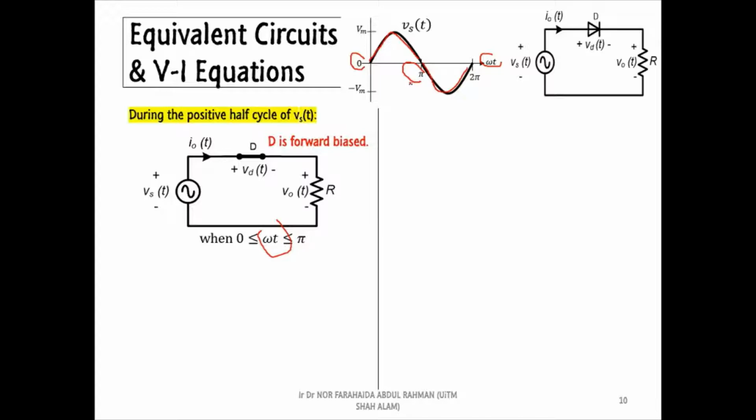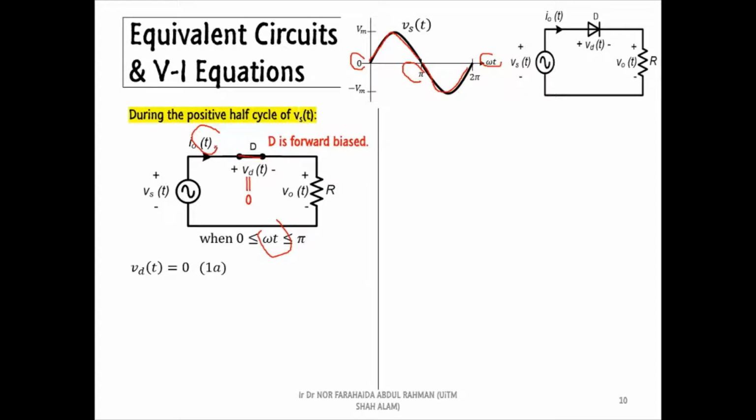Based on the ideal turn-on characteristics, the diode will act as a short circuit to conduct current with zero voltage drop. Hence, we can write the first equation of the circuit, which is the voltage across the diode equals to 0.